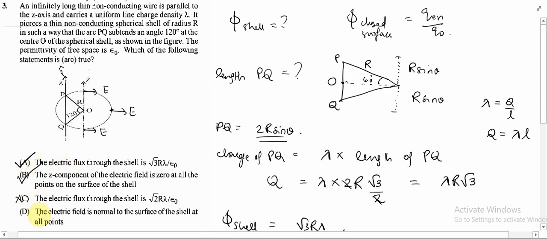What about option D? The electric field is normal to the surface of the shell at all points. This is not necessarily true, because at this point the electric field is normal to the surface, but at this point the electric field is not normal to the surface. So you cannot say that the electric field is normal to the surface at all points. Here we have assumed that the charge of the shell is zero, so the only electric field is produced by this line charge, this uniform wire. The electric field is always normal to the z axis, so it may or may not be normal to the surface of the shell. So this option D is also wrong.